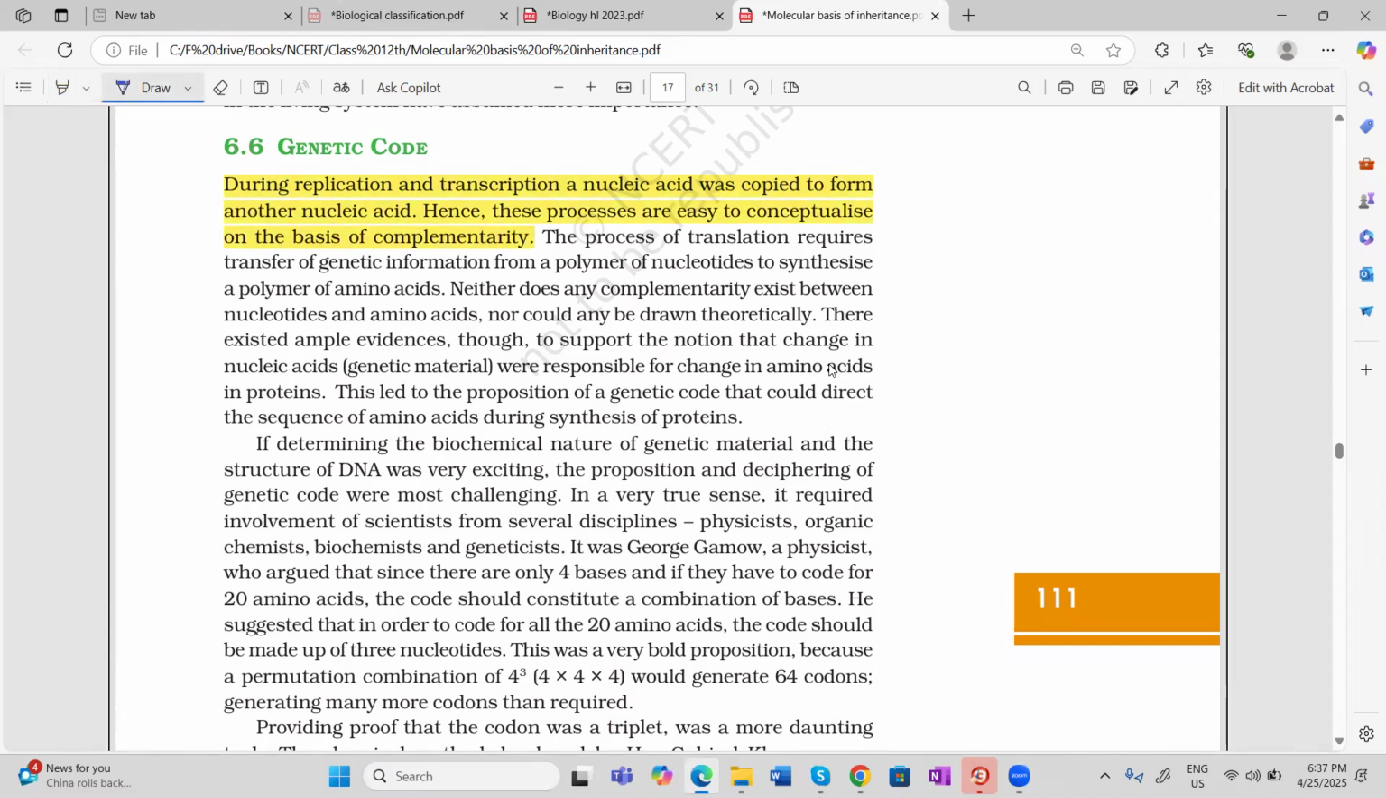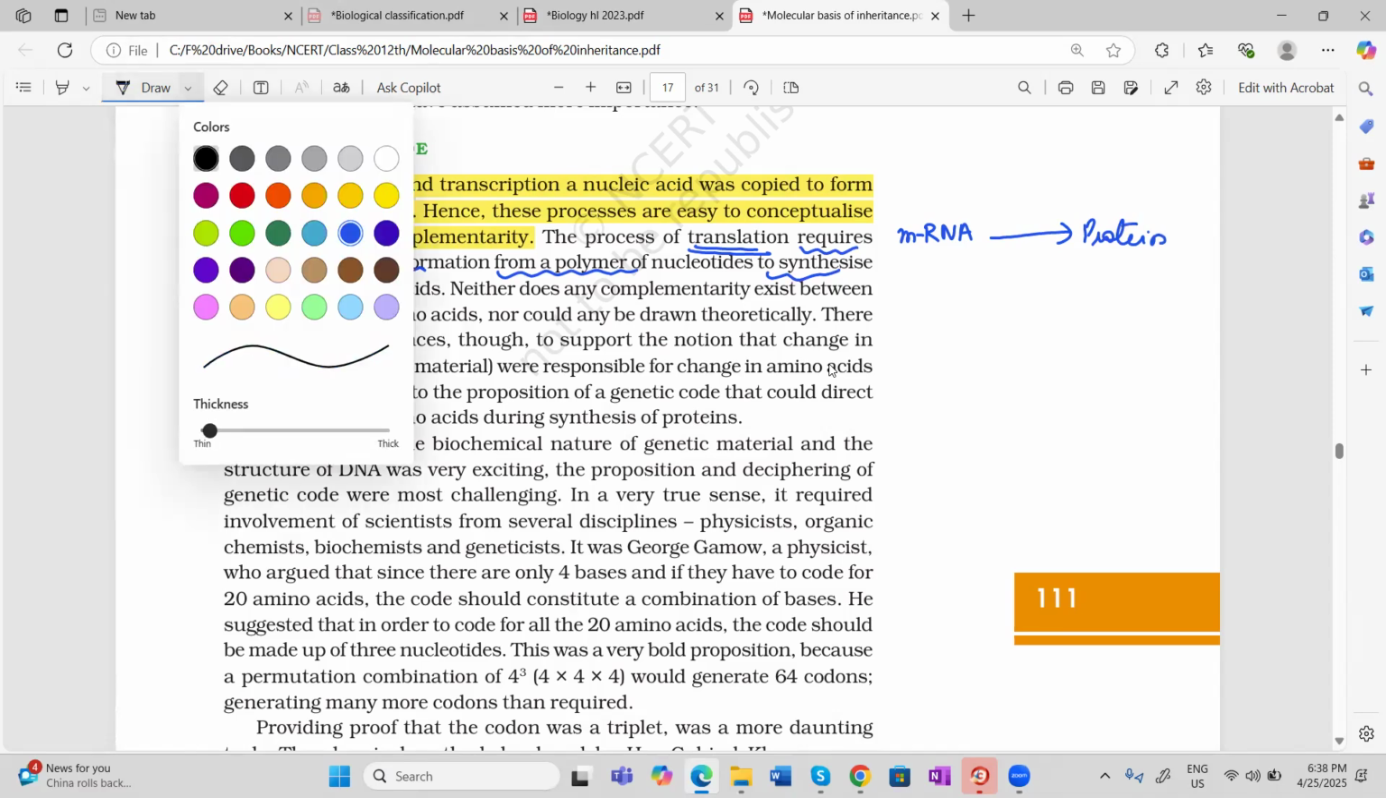Now, what is translation? Translation means you have to convert the information of nucleic acid, from the polymer of nucleotides, to make a polymer of amino acids. The translation means the sequence of nitrogenous bases present on messenger RNA has to be changed into the protein language, meaning the sequence of amino acids. So first of all, this is the main thing.